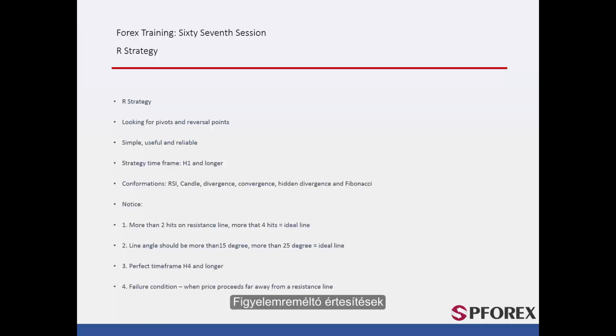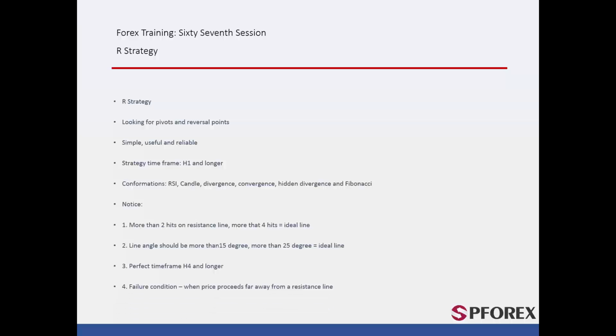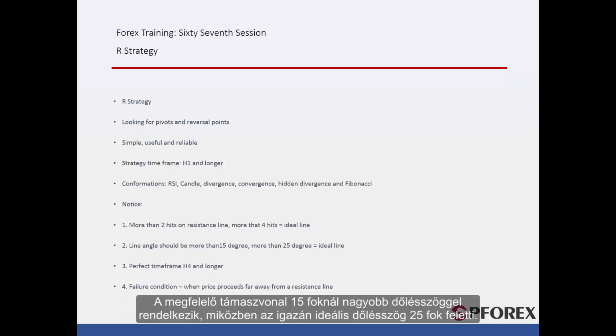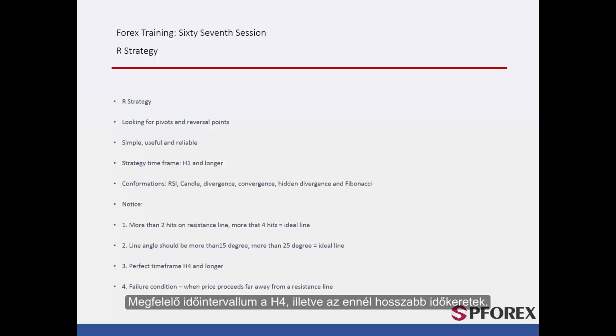Remarkable notifications. A trader must consider the following aspects. Market price must touch the support line at least twice. A support line with more than 4 hits is an ideal support line. A suitable support line has an angle greater than 15 degrees, while it would be ideal if the angle was over 25 degrees. Appropriate time frames are H4 and longer.